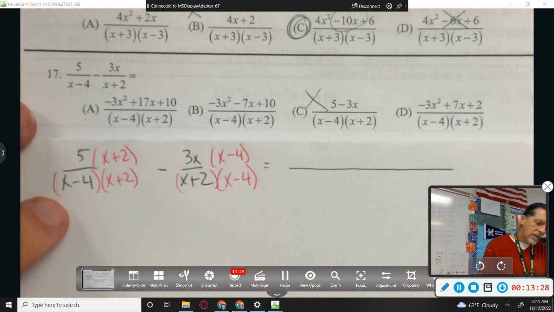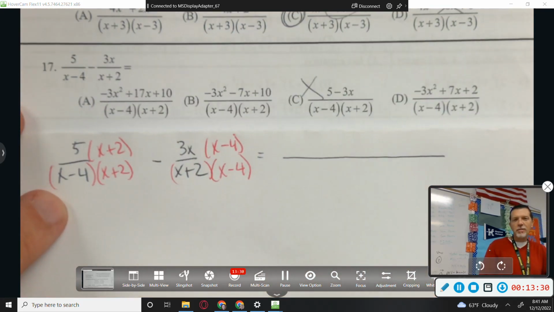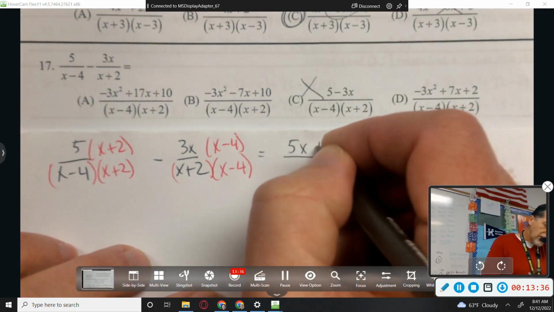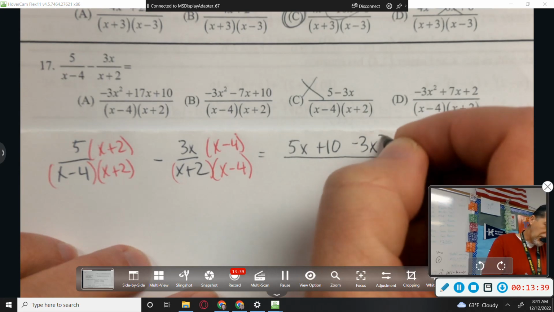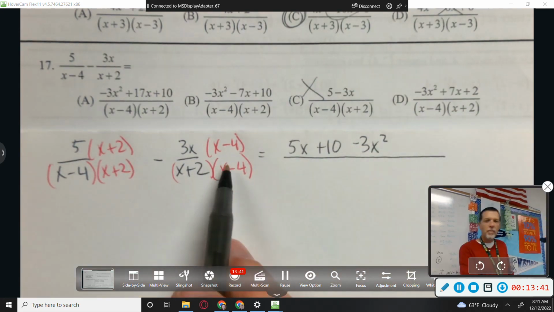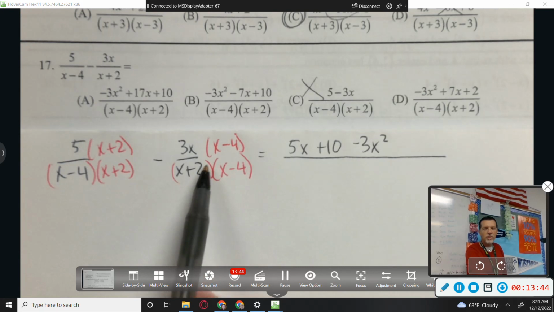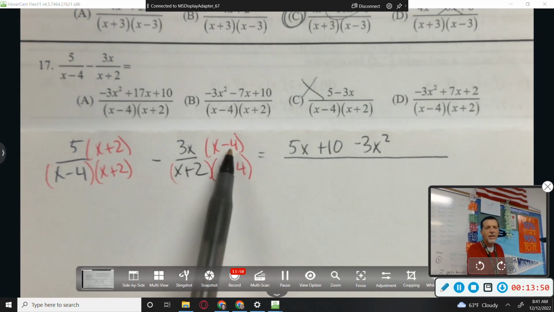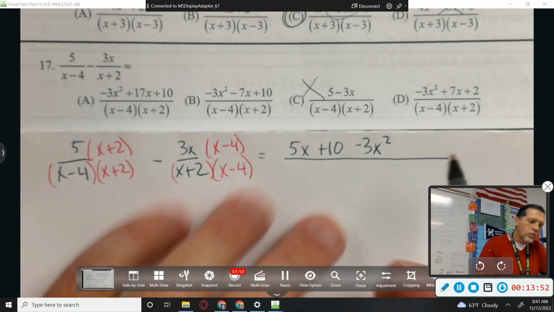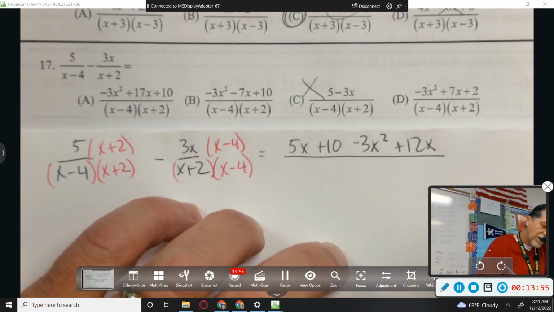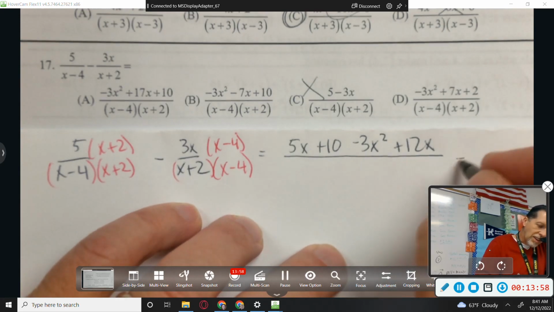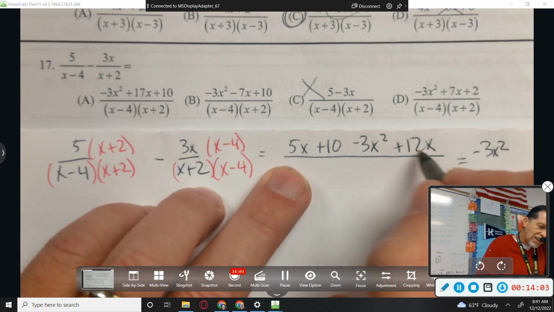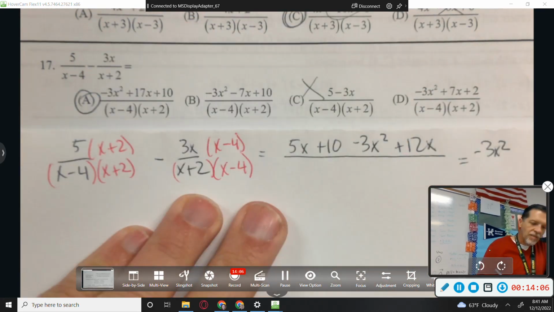In fact, I look at my answer choices and they all have the same common denominator, so I'm good there. I'm not even going to write that again. The numerator: 5x plus 10 minus 3x squared. Ooh, careful. What's the last term going to be? Positive. Negative 3 times positive 4 plus 12x. So let's see, that would be negative 3x squared plus 17x plus 10. So A.